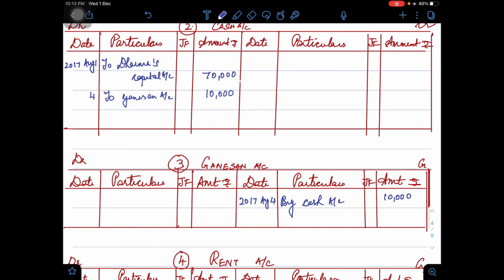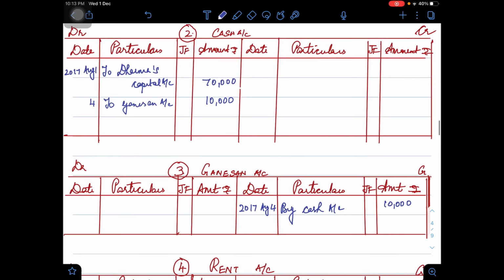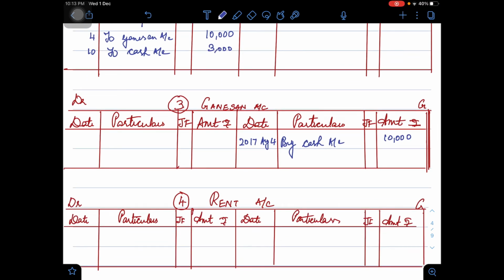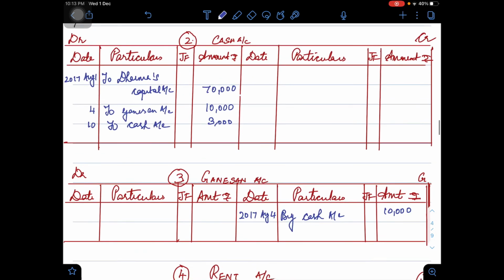The third entry says on 10th paid rent. So rent account debtor to cash. First let me show in cash account. I say on 10th, it is actually to cash account, so it will be rupees 3000, and in rent it should come in the credit side. I'm sorry, I just made a mistake. Here it should come to rent.